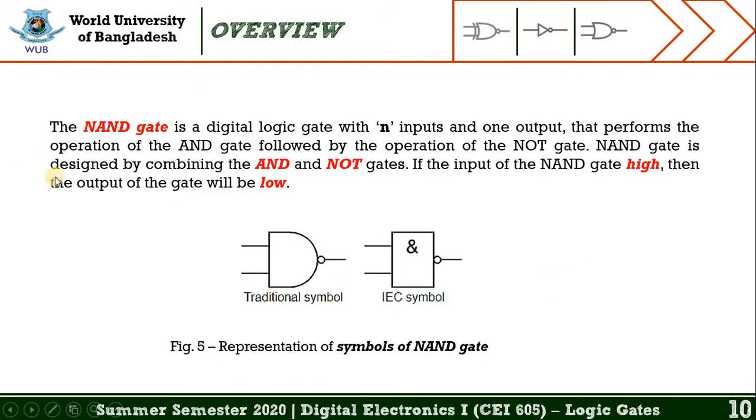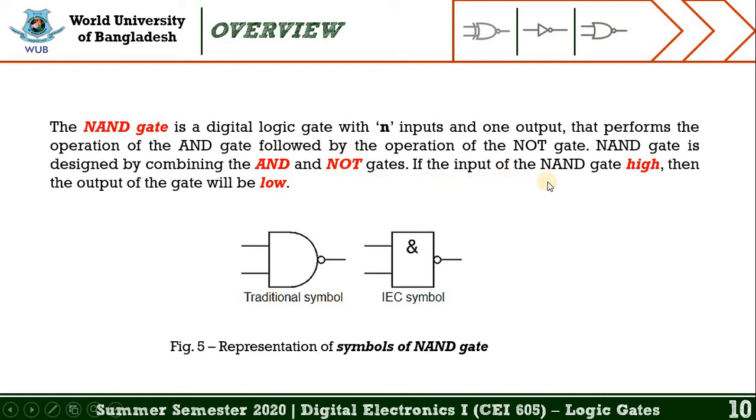From this slide we may learn about the overview of the NAND gate. So let's start. The NAND gate is a digital logic gate with n inputs and one output that performs the operation of the AND gate followed by the operation of the NOT gate. The NAND gate is designed by combining the AND gate and NOT gate.